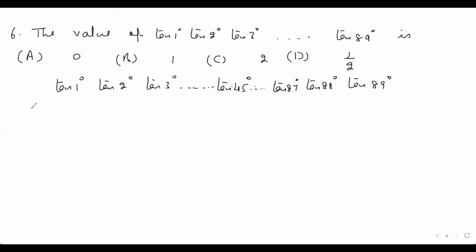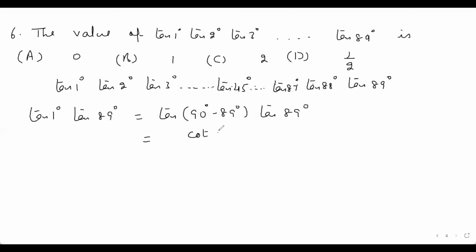So this is the question. Now, if I combine tan 1 degree and tan 89 degree, so 1 plus 89 is 90 degree. So I can change one of them. That is, tan 1 degree can be written as tan(90 degree minus 89 degree), which is equal to cot 89 degree, times tan 89 degree. And we know cot 89 degree can be written as 1 over tan 89 degree, times tan 89 degree. That is equal to 1.